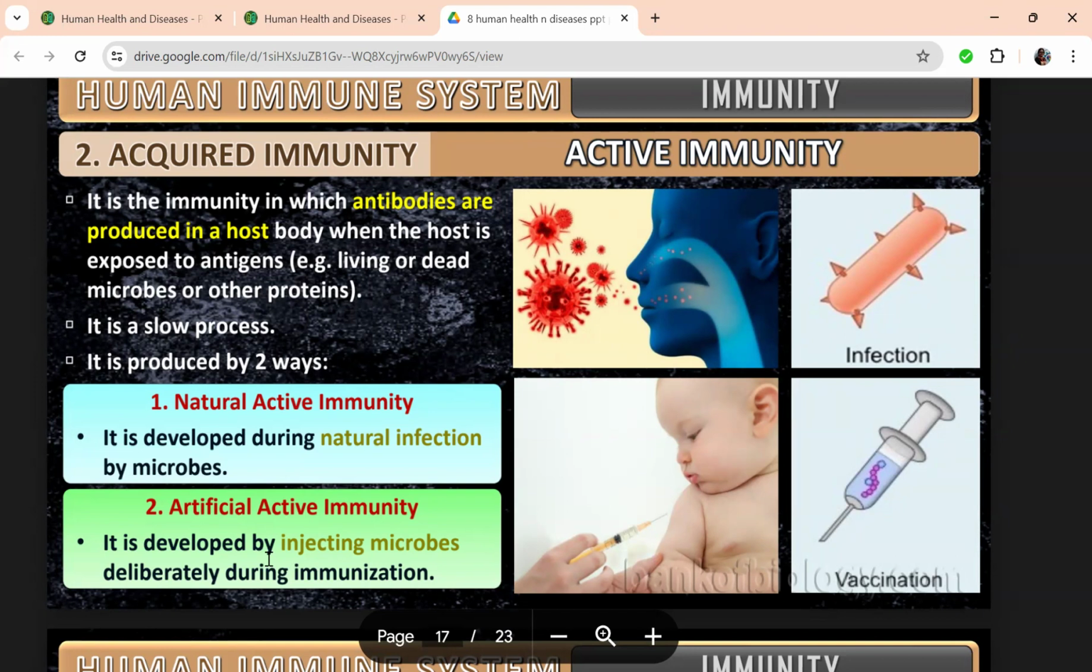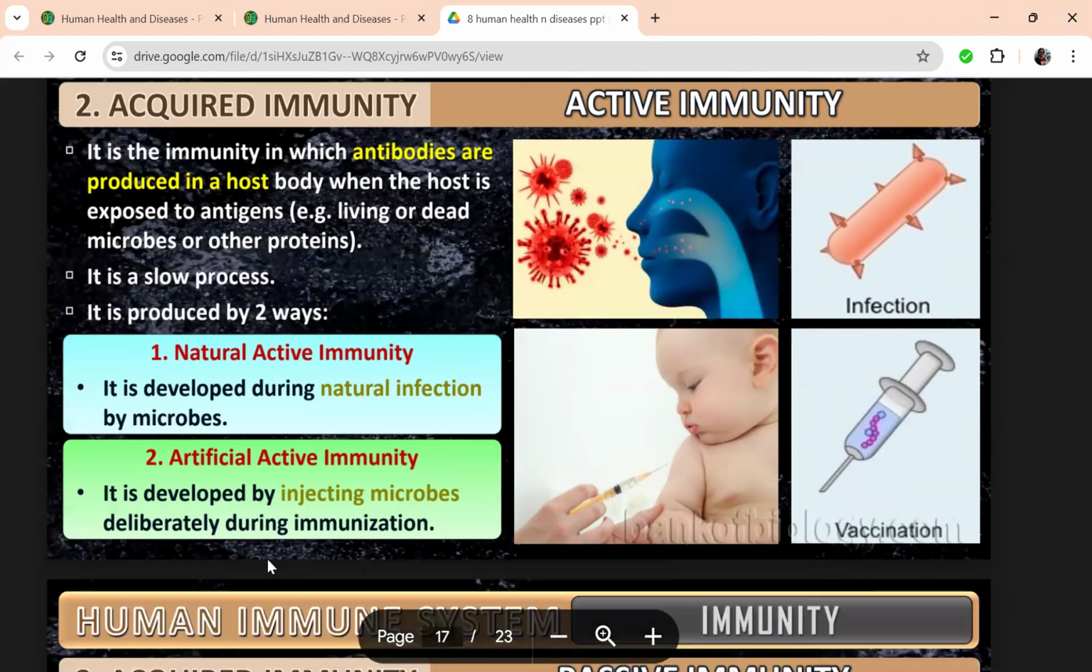Whereas if I'm talking about artificial active immunity, it is developed by injecting microbes deliberately during immunization. So immunizing the child by some kind of vaccine. Okay.